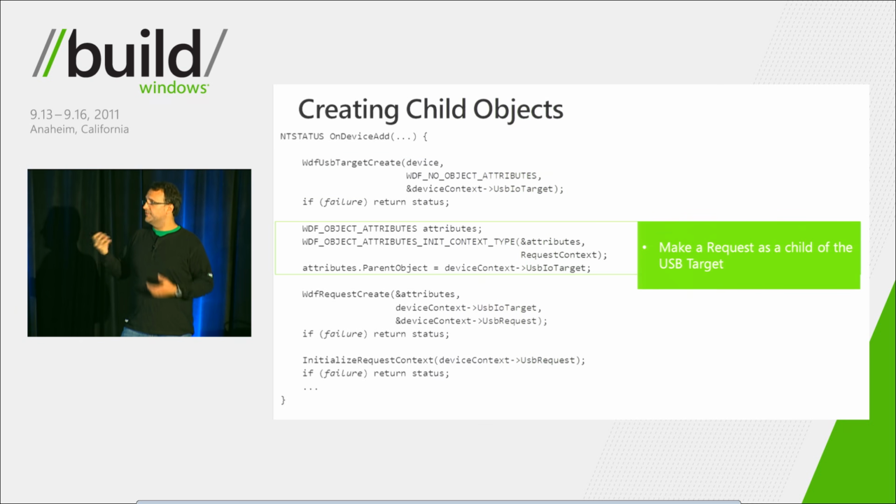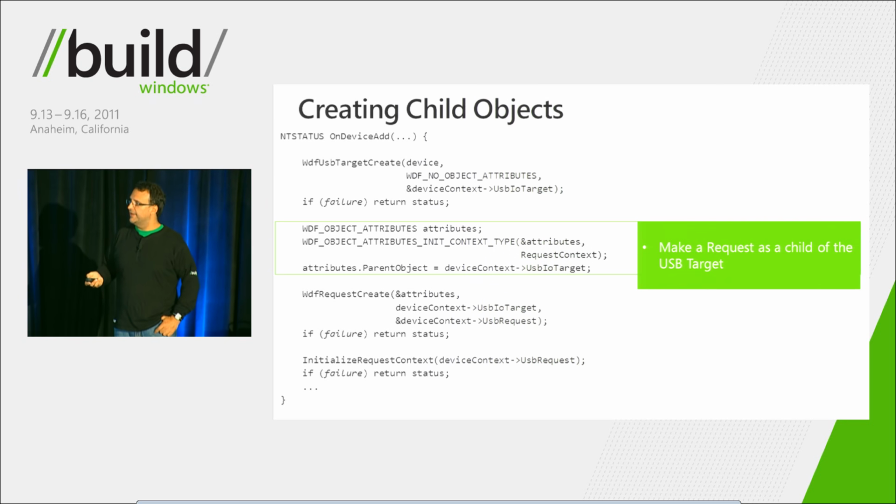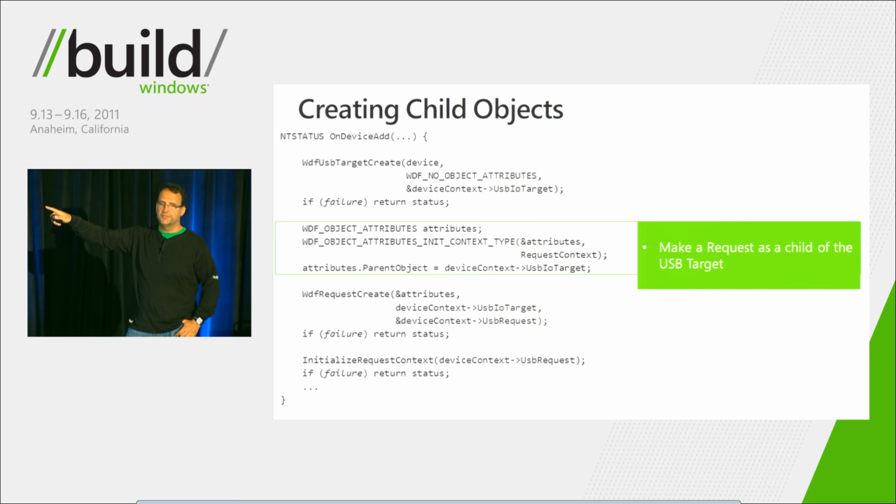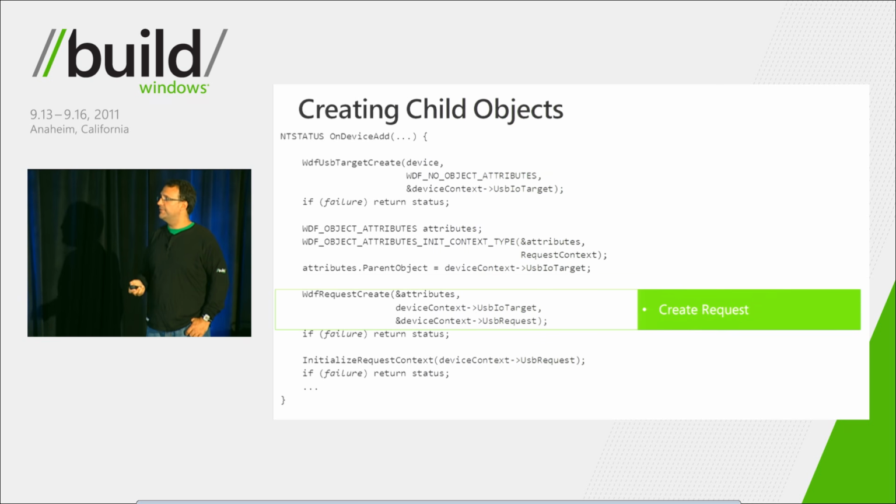Then, because to work with the I/O target we also need requests, which represent that work we want the lower driver to do, we're going to allocate a request. We're going to make this a child of the I/O target. So we initialize some attributes, and then we set the parent object and the attributes to USB I/O target. And then we create the request. Provide the attributes. WDF will now make this request a child of the I/O target.